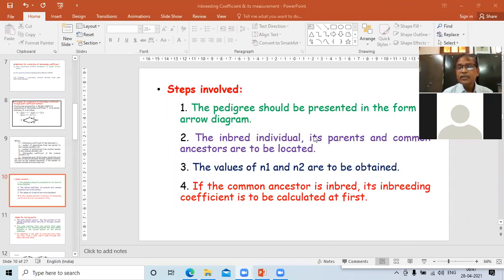The inbred individual, its parents and the common ancestors are to be located. There are certain complicated diagrams. Sometimes you will be confused about who is the common ancestor. Okay? So who are the parents? It is clear. Parents will be identified very easily, but sometimes it will be a little bit difficult, or there is confusion in deciding who is the common ancestor. So values of N1 and N2 are to be obtained, and if the common ancestor is inbred, its inbreeding coefficient is to be calculated at first. Clear?